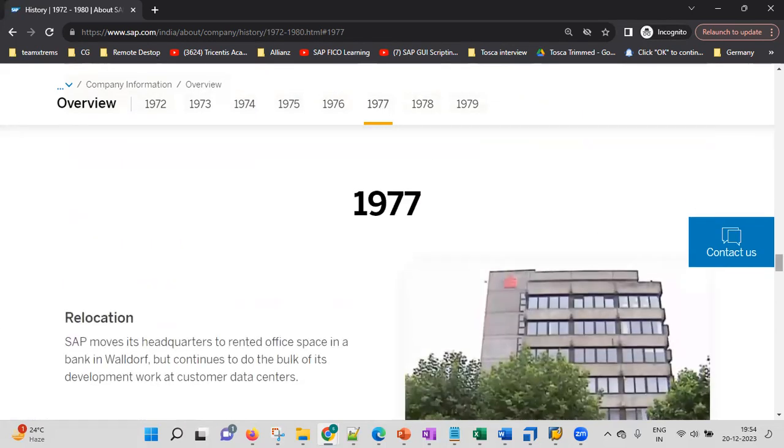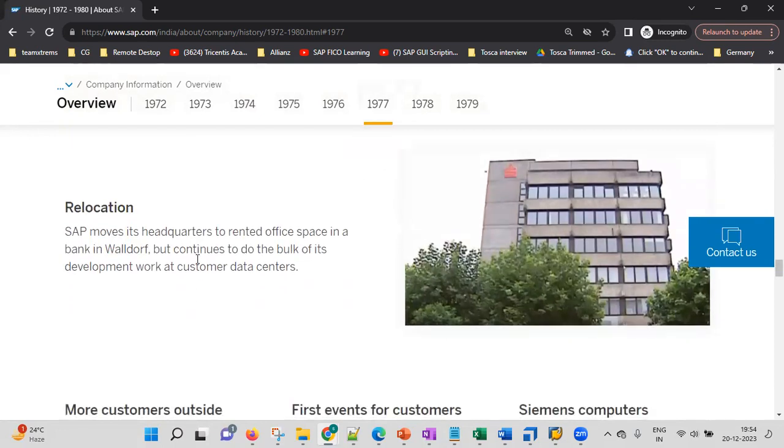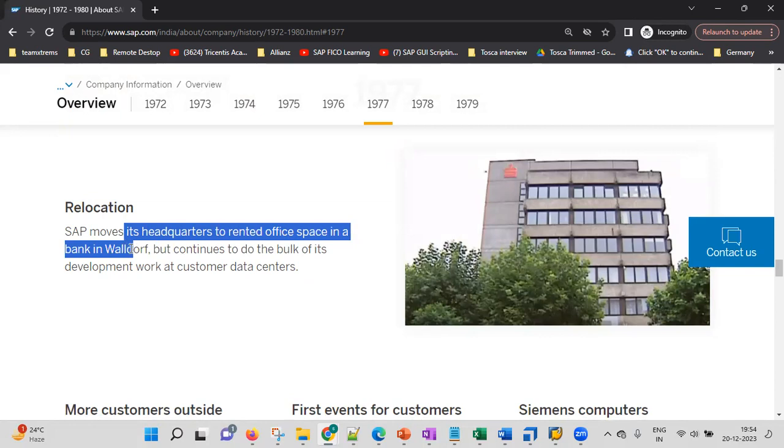So that way in 77, their office also. SAP moves its headquarters to rented office space in the back of Waldorf.